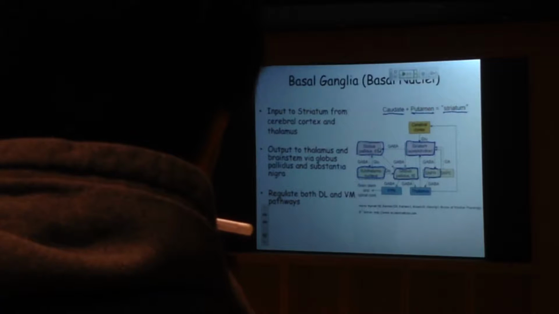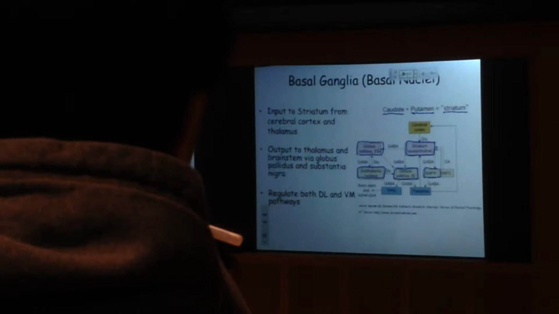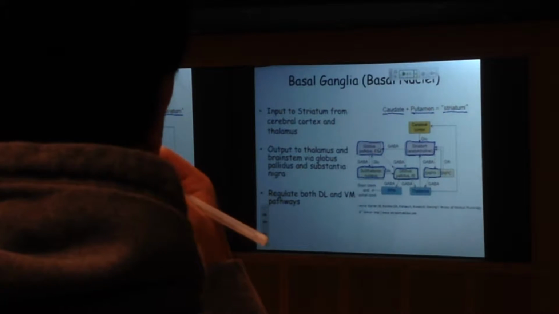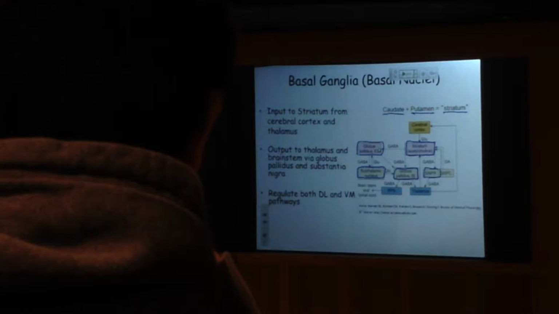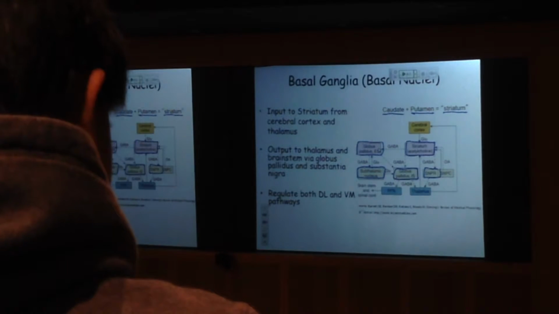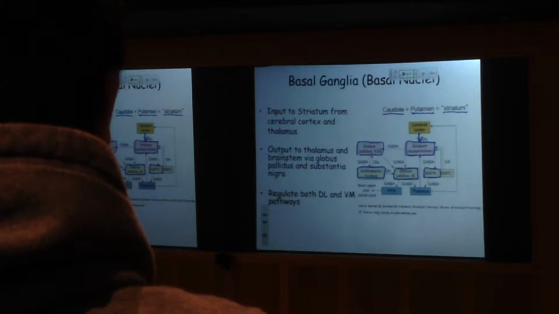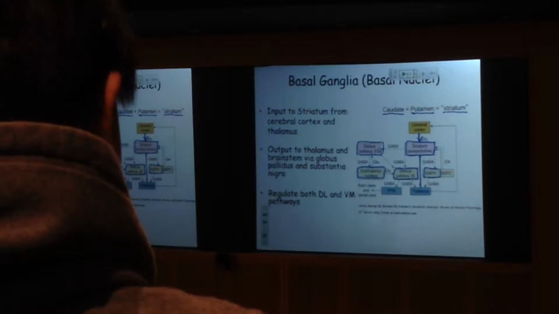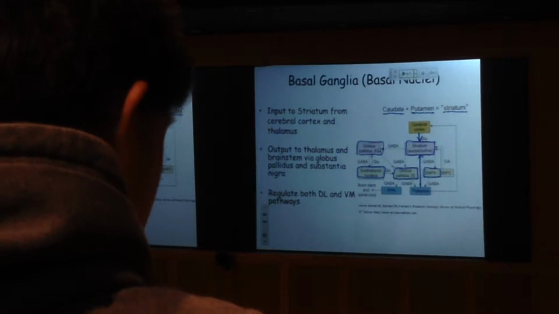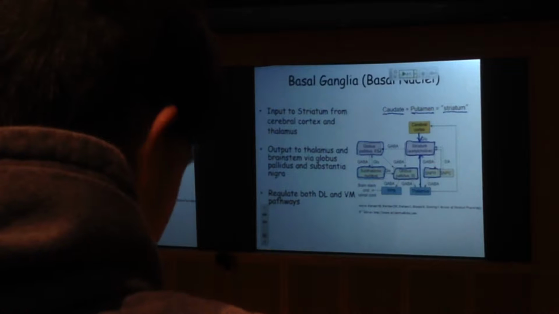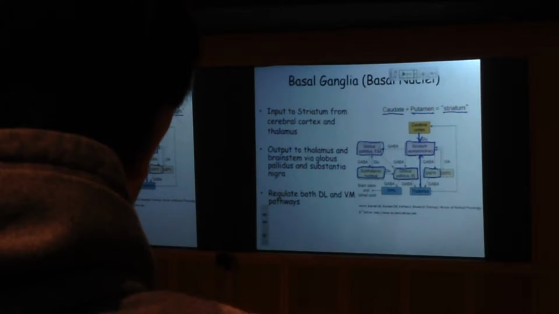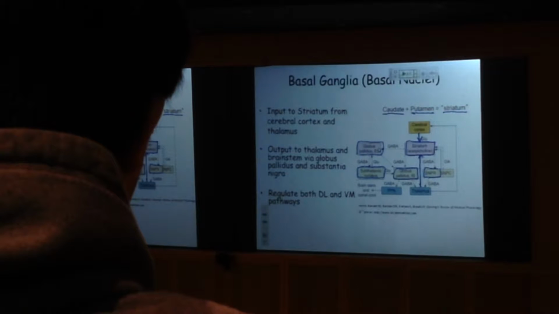You're receiving information from the cerebral cortex, all the somatosensory, sensory motor cortex. So this is what we're showing here. And also you're receiving input from the thalamus. This is why I say the previous picture is not entirely accurate, because we also have the thalamus giving input to the striatum.